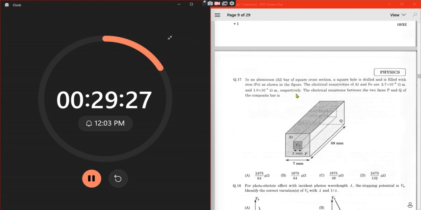In an aluminium bar of square cross section, a square hole is drilled and is filled with iron as shown. The electrical resistivities of aluminum and iron are given respectively. The electrical resistance between the two faces P and Q of the composite bar is? Square hole is drilled and filled with iron. फिर मुझे रेजिस्टिविटीज दी है. ओके ओके, समझा. राइट. या नो बिग डील.